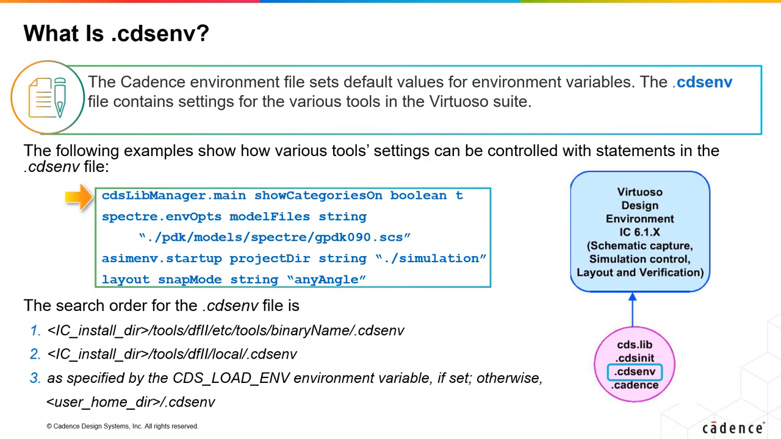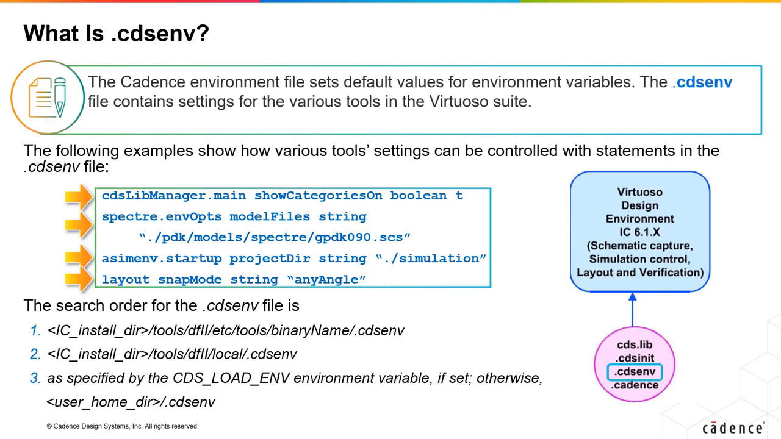The first statement here turns the category section on in the library manager. The second statement sets the model file to gpdk090.scs, and it is to be picked up by the ADE when simulating with Spectre. The third statement sets the project directory to simulation, and the fourth line here sets the snap mode to anyAngle in the layout editor.